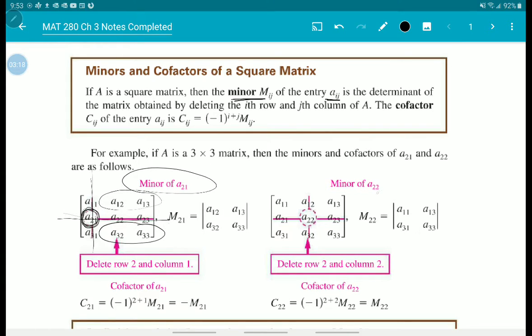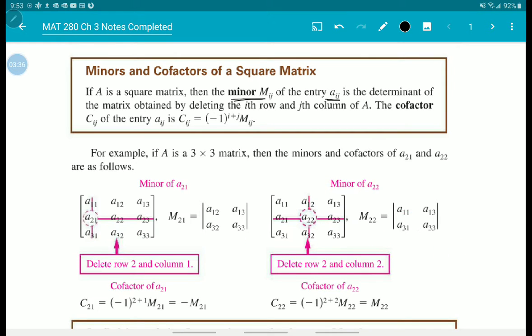So if we want to find the minor of A22, A22 is the guy that's right in the middle. So I'm going to delete that column and that row. The entries that are left over are A11, A13, A31, and A33. So those make up your minor.